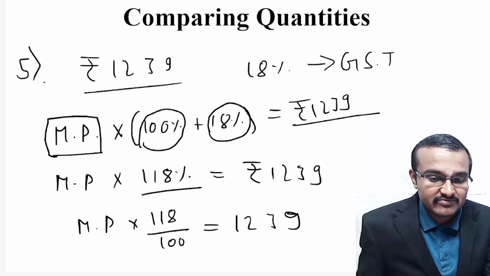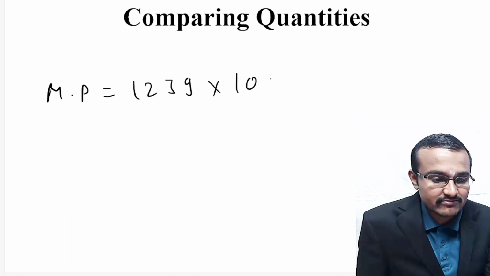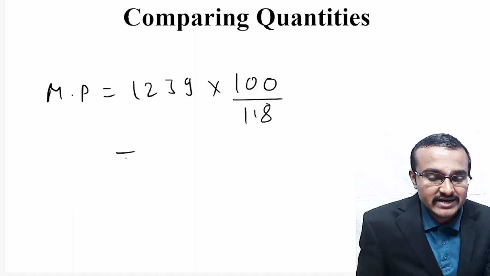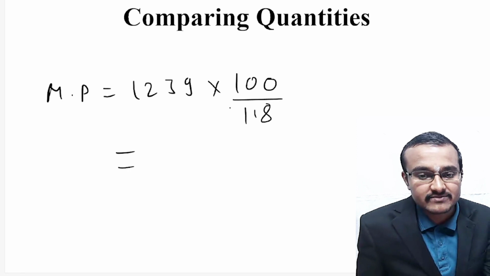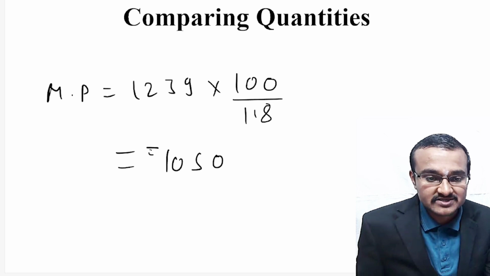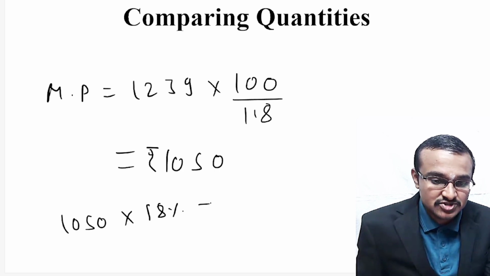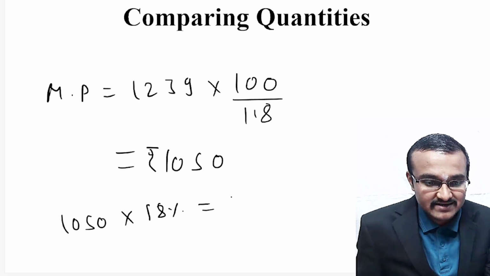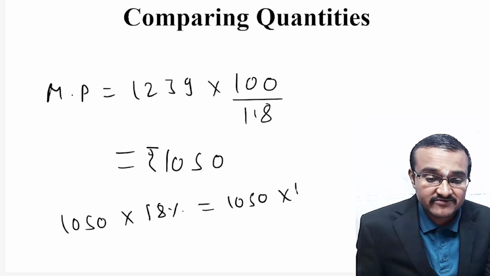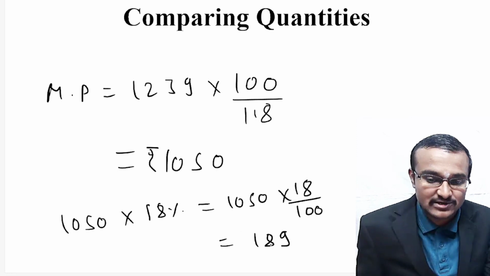Now we can bring this 118 by 100 to RHS. MP will be equal to 1239 into 100 by 118. When you solve this 1239 into 100 by 118, you will get 1050 rupees. So the product was actually sold at 1050 rupees, on which GST of 18% was added. So you will get 1050 into 18 by 100. When you do 1050 into 18 by 100, you will get 189 rupees.